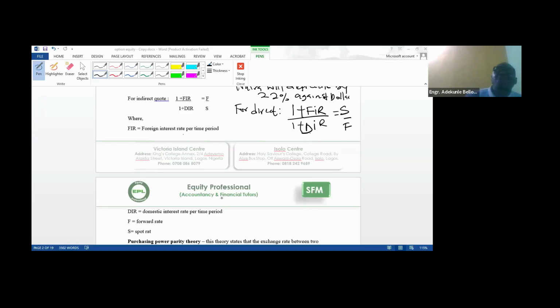When you say foreign interest rate, foreign country, like if I'm comparing Nigeria and US, Nigeria is a domestic currency. Naira is a domestic currency. So interest rate in Naira, that is the domestic interest rate. Interest rate in dollar, that is the foreign interest rate.